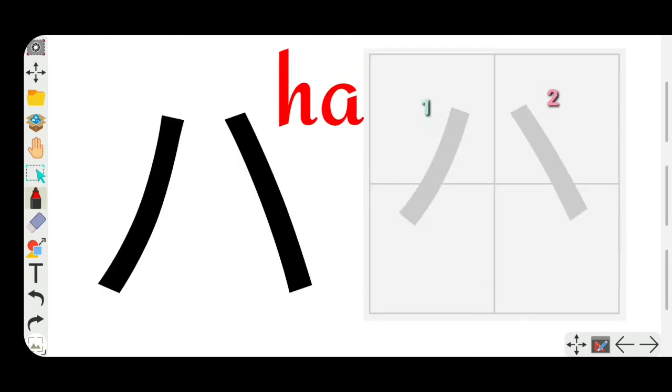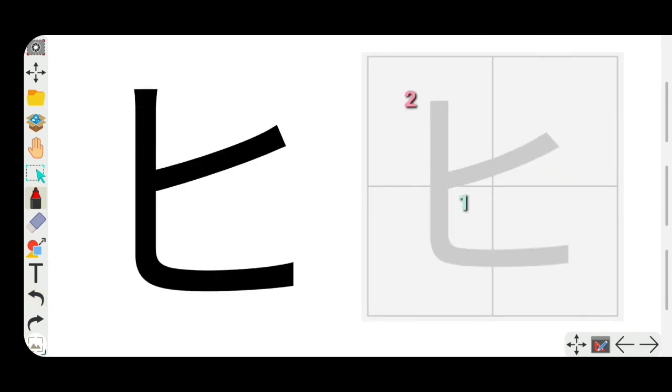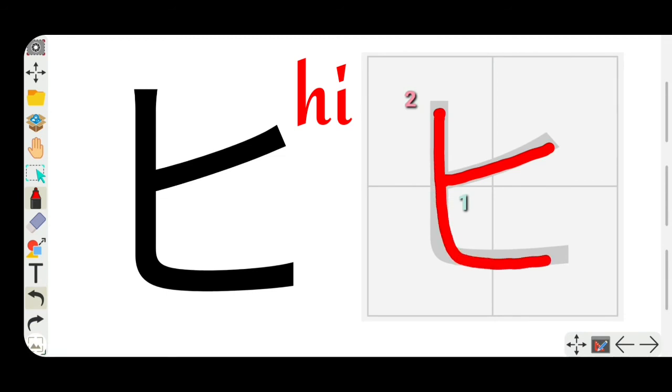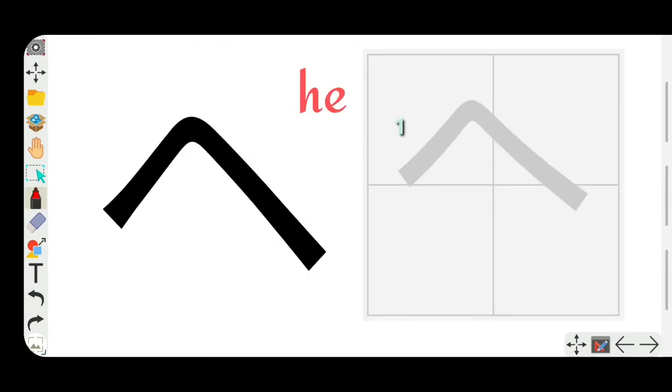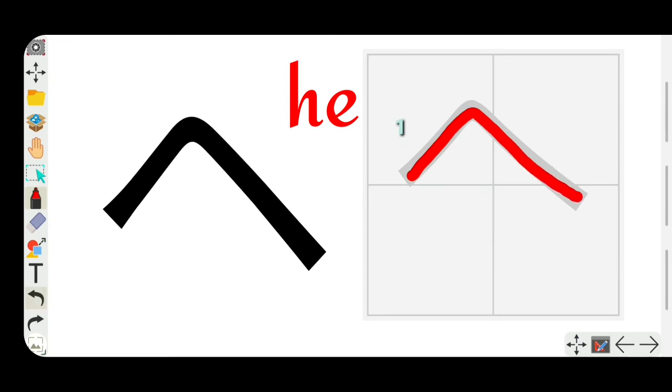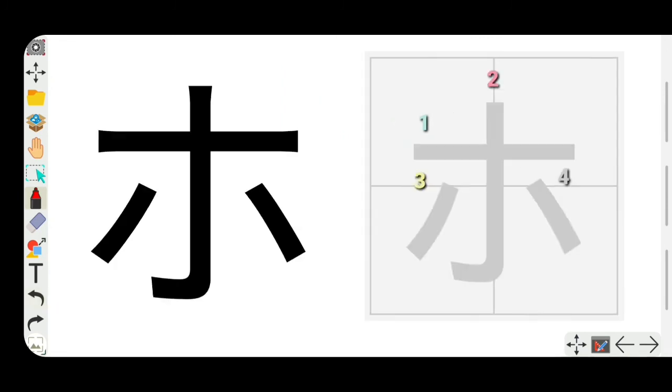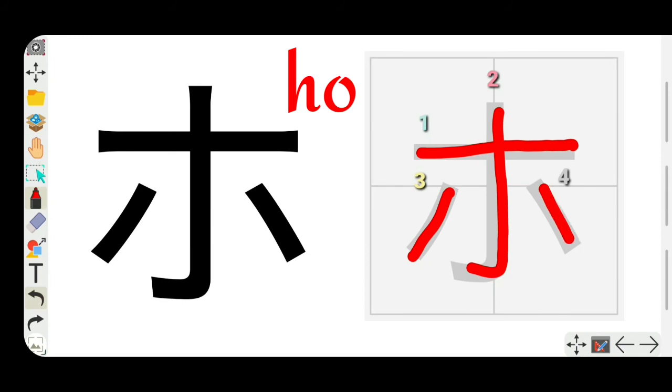Next batch is ha, hi, fu, he, ho. So, for ha, dalawang lines lang. 1, 2. Hi, galing sa gitna, taas. Then, 2. Fu, so isa lang siya, dire-diretso lang. Next, he, ganun din sa he. Same siya sa hiragana, diba? Kung mapapansin niyo. So, next is ho. So, 1, 2, 3, 4.